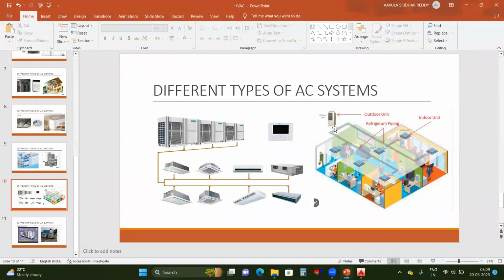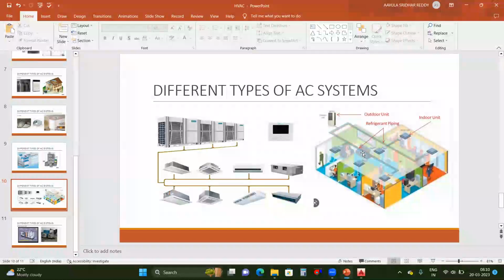For all cassette ACs, with the help of copper piping, we have connected. Okay. So only one outdoor unit here. These are all the refrigerant pipings. And if you see here, for example, this office room, this cabin, if no one is there in this cabin, what will happen? It will detect the temperature inside this room, and automatically it will cut off the unit, and it will save a lot of power.